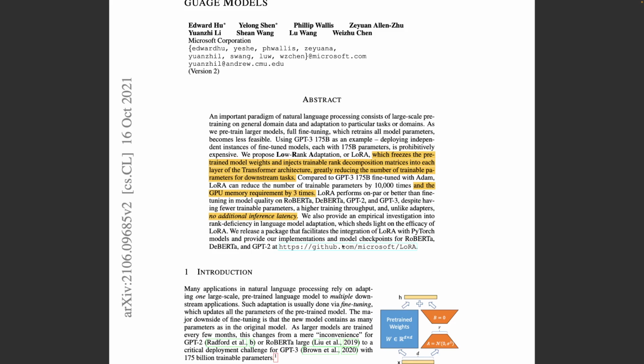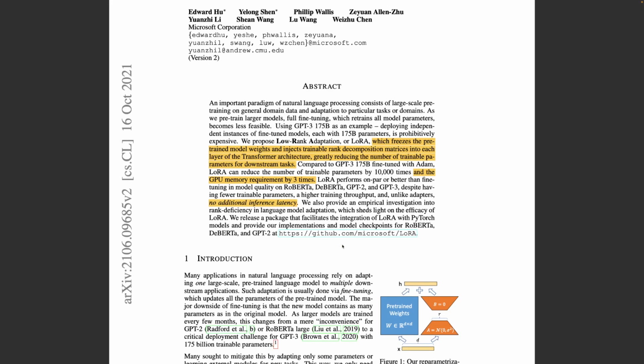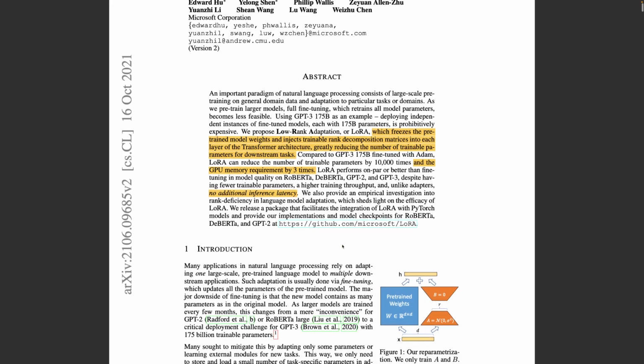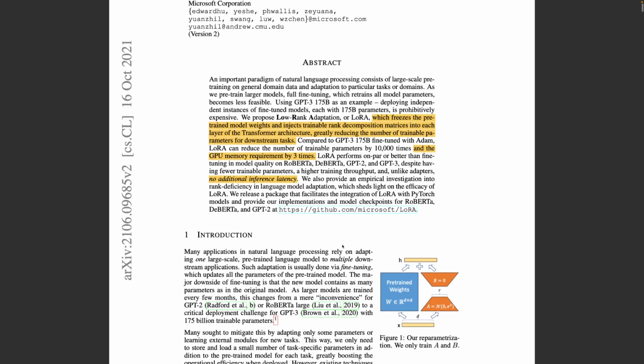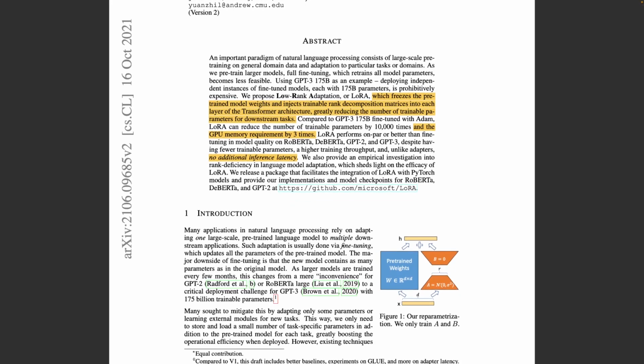So what they did, they proposed low rank adaptation, or in short LoRA, and they freeze the pre-trained model weights and then inject trainable rank decomposition matrices into each layer, only for the transformer. In this paper, they went over the transformer architecture, and they argue that this greatly reduces the number of trainable parameters. And they cut down the GPU memory requirement by 3 times, which is crazy. And they showed that there is no additional inference latency.